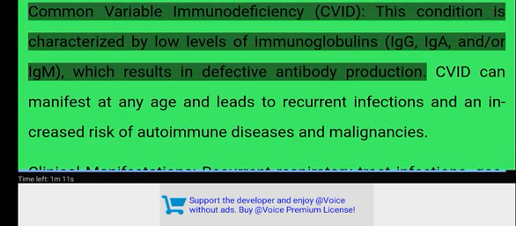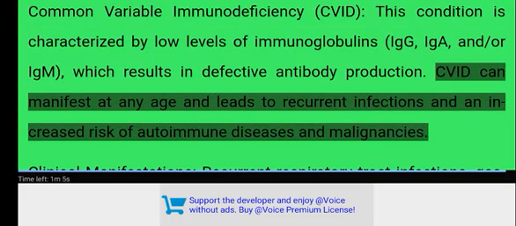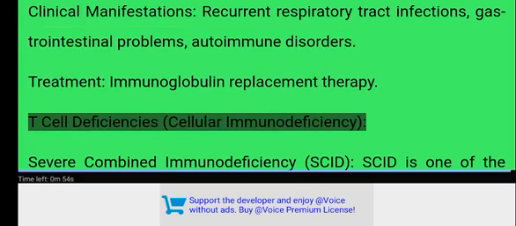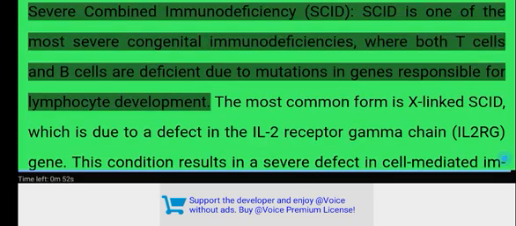Common variable immunodeficiency (CVID). This condition is characterized by low levels of immunoglobulins IgG, IgA, and/or IgM, which results in defective antibody production. CVID can manifest at any age and leads to recurrent infections and an increased risk of autoimmune diseases and malignancies. Clinical manifestations: recurrent respiratory tract infections, gastrointestinal problems, autoimmune disorders. Treatment: immunoglobulin replacement therapy.